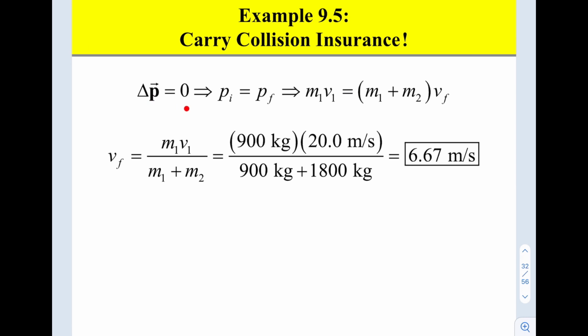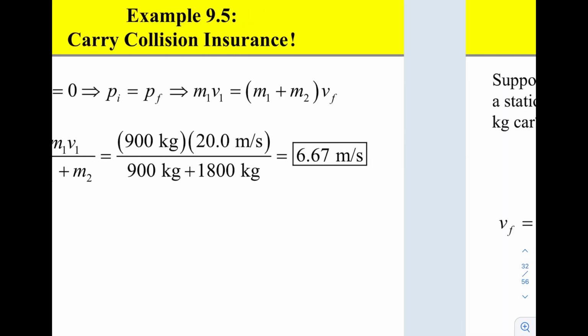So change in momentum is equivalent to 0, conservation of momentum. It means P final is equivalent to P initial. Initially only car 1 has V, right? And then finally they are entangled and moving with the same V. So from here, rearrange. Our V final is our interest. You will see here, you will have 6.67 meters per second as the V final for both of the cars.